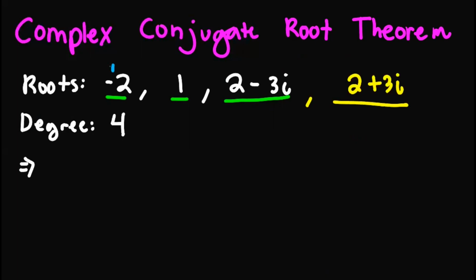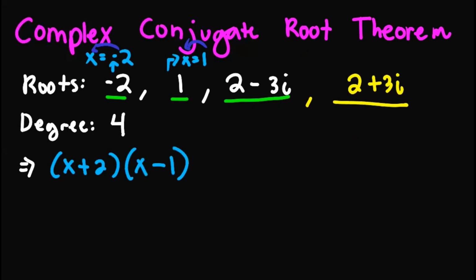So with that, we now have this. If negative 2 is a root, we can write it as x equals negative 2. Then we move the negative 2 over, and we'll have x plus 2. Then for 1, we have x equals 1. Move the 1 over, and we'll have x minus 1. For this 2 minus 3i, we can write this as x equals 2 minus 3i. Then moving this to the left side, we'll obtain x minus 2 plus 3i.